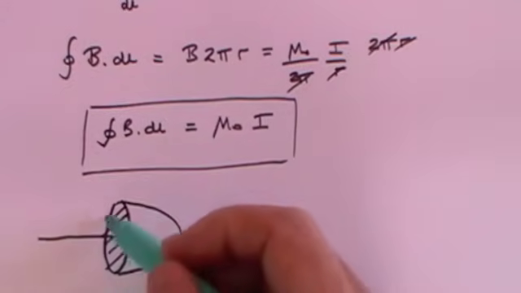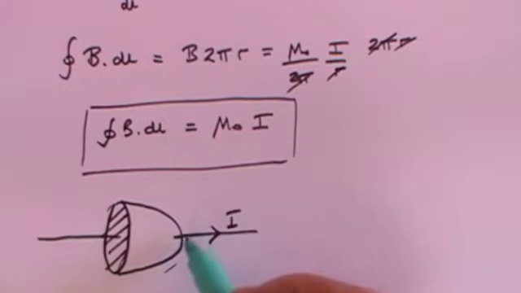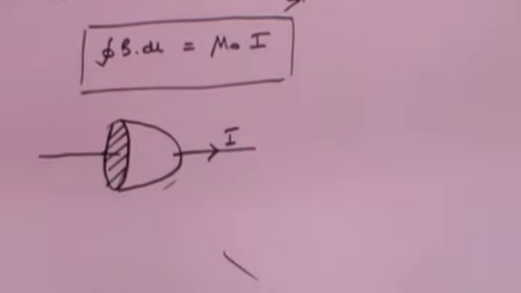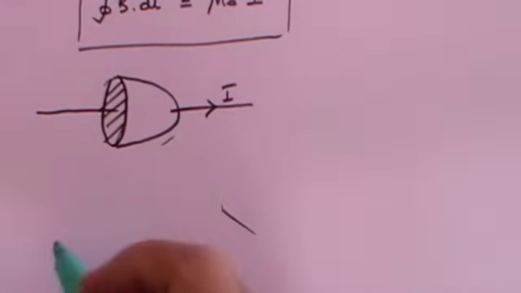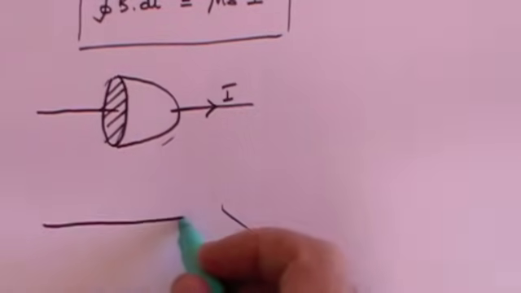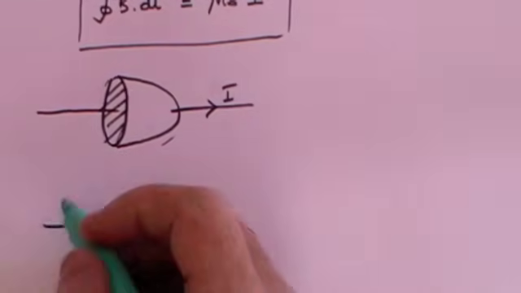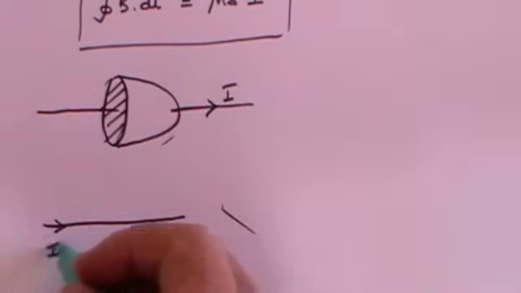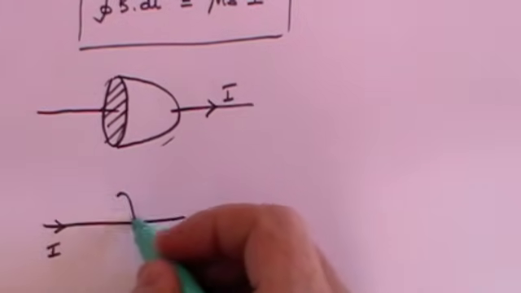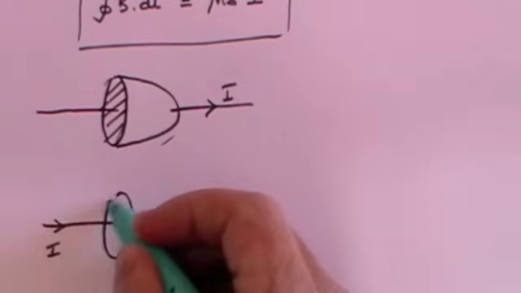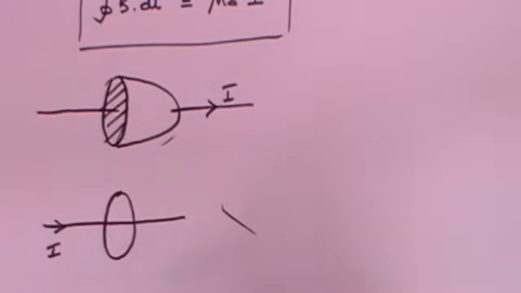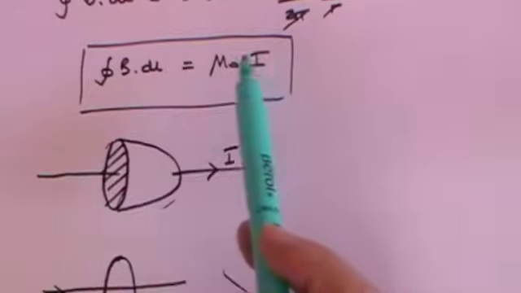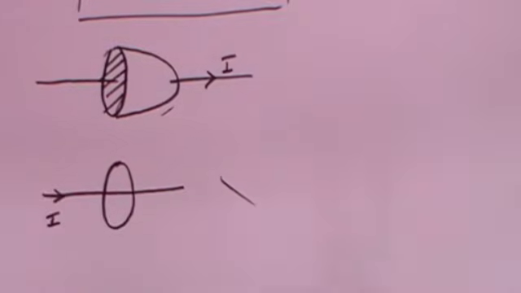So this is the closed loop and this is the open surface. And that's what gives us the problem. Because let's suppose we've got a wire with a current I, and we're measuring the magnetic field around this closed loop here. Fine, you would say still no problem, this formula is going to work.